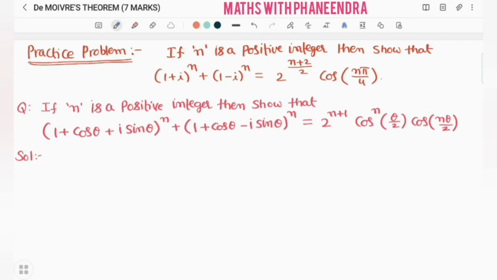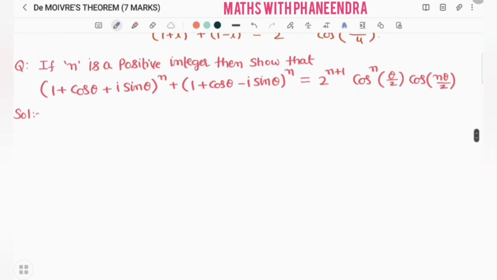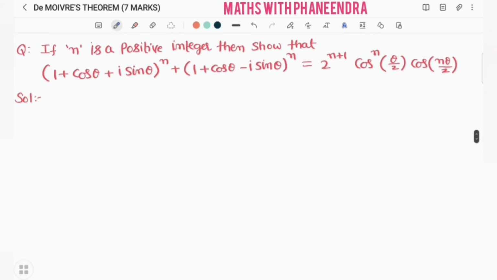Dear students, practice this problem. If n is a positive integer, then show that (1 + i) whole power n plus (1 - i) whole power n equal to 2 power (n + 2) by 2 into cos of n pi by 4. This is also important for 7 marks. So let us have a discussion on another important question.